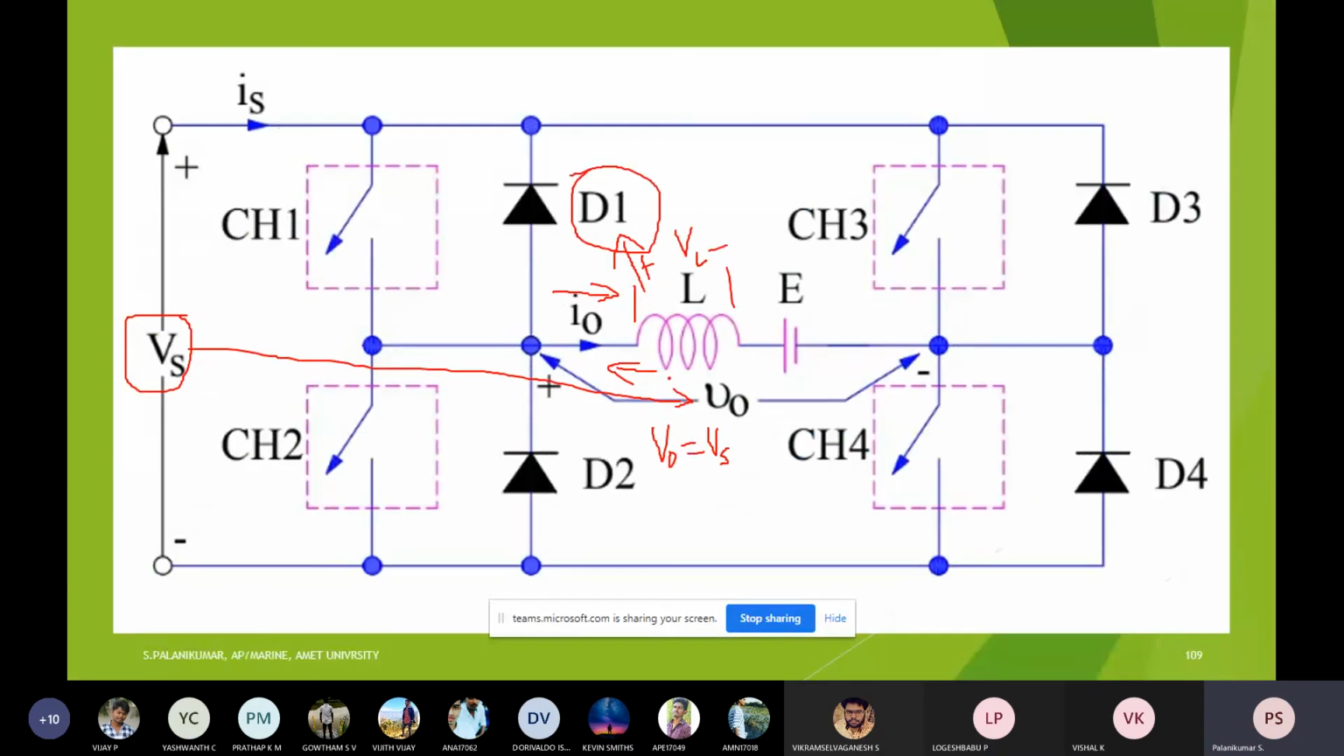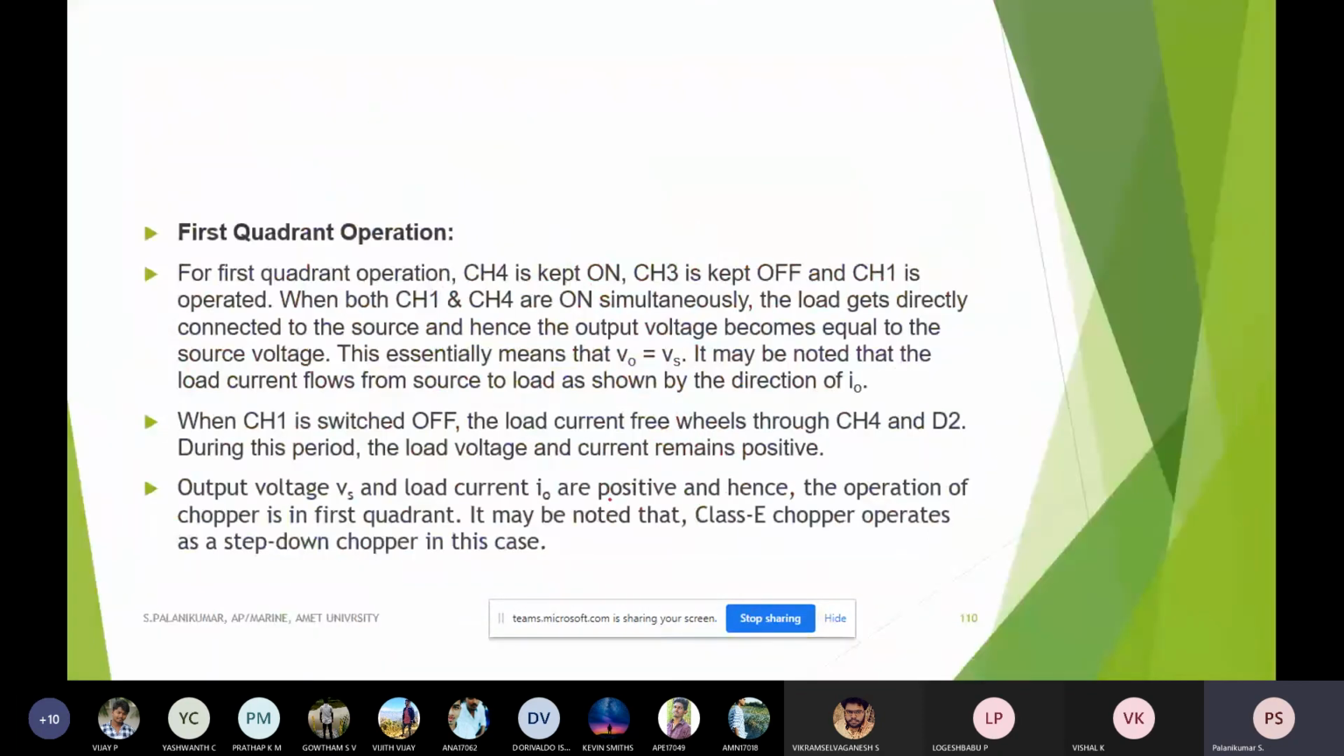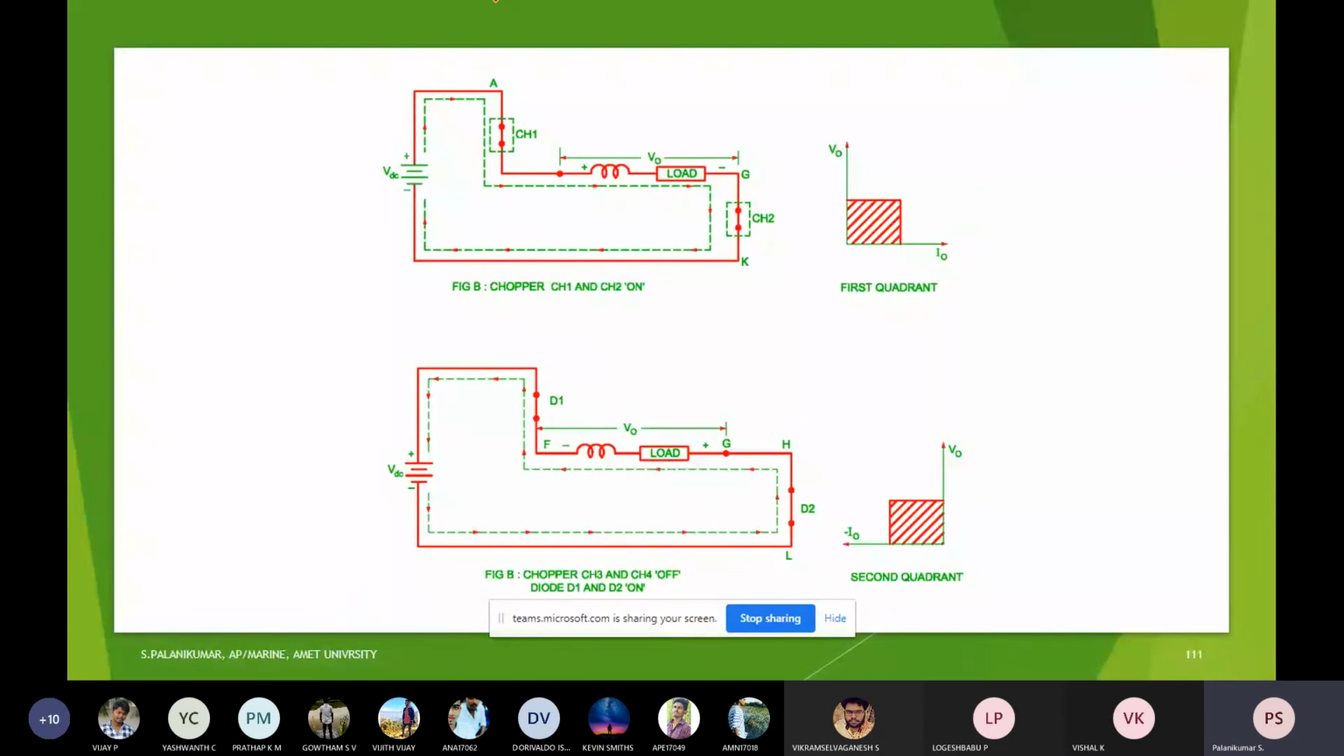Automatically, the direction of the current will change only if I engage choppers CH3 and CH2. If I engage only these two, it will be in the opposite direction. Until then, it will remain the same. So this is the first quadrant operation. During the first quadrant operation, you can see the current goes from the source to chopper one, to the motor, which is the load, and then through chopper two the circuit is closed.